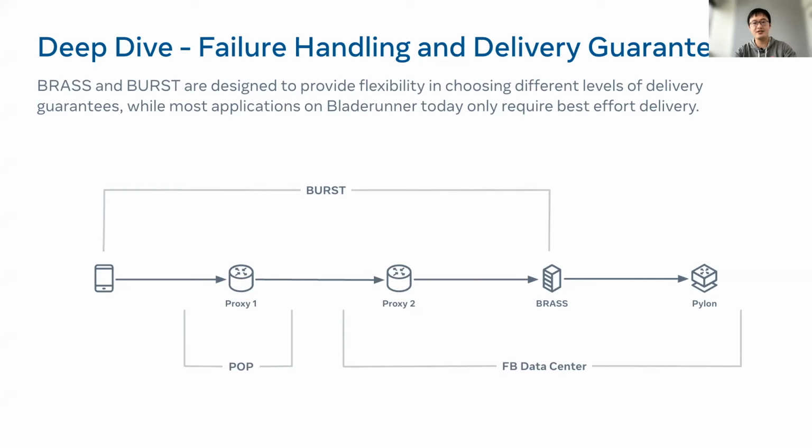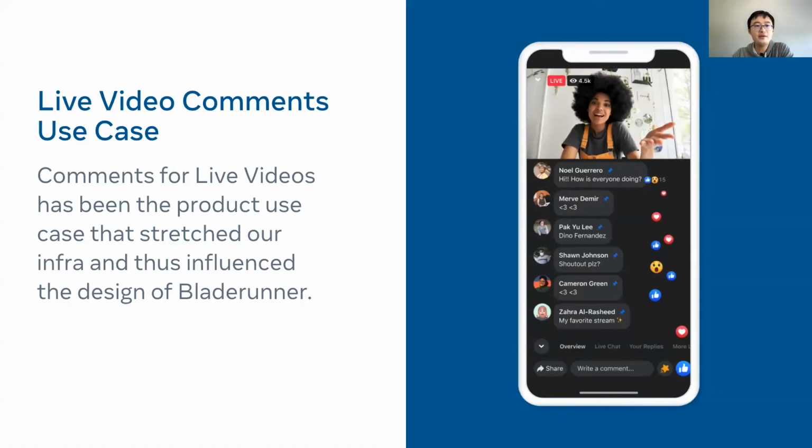Today, most applications leverage best effort delivery because of Pylon, which only fans out to client devices with good end-to-end connectivity. If we replace Pylon with a distributed logging system that assigns sequence IDs to each event, we can provide guaranteed data delivery. Now let's dig into a concrete product use case.